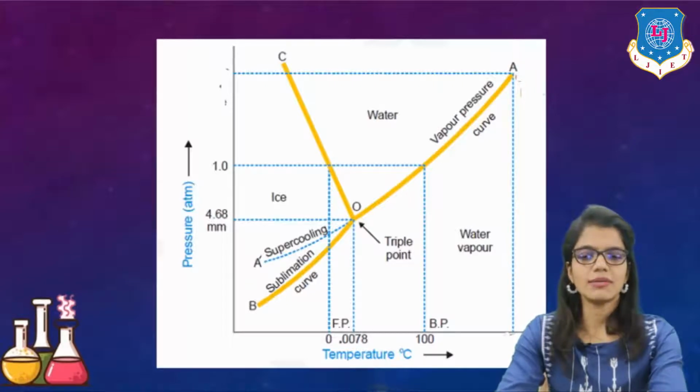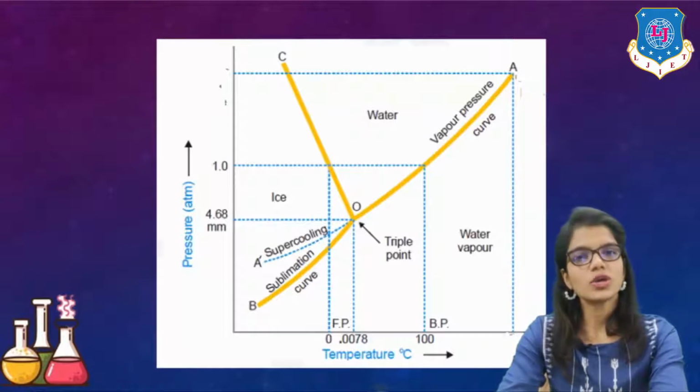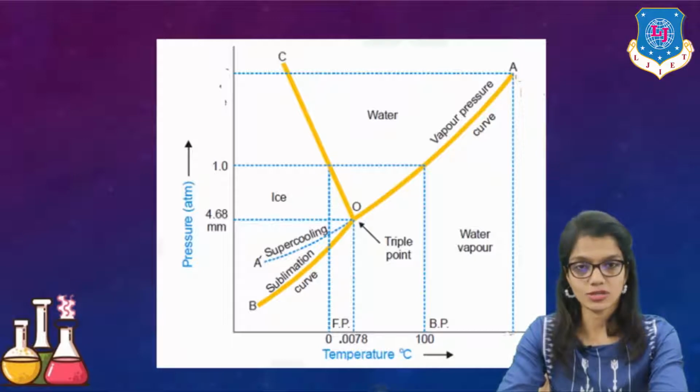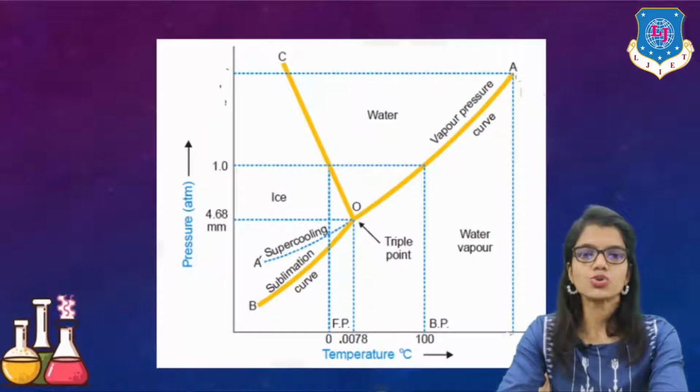So as you can see in the image, as we raise the temperature from 0, this is 0 here, right? So this is the freezing point at 1 atm and 0 degrees Celsius. After that, we have 0.0078 temperature. There the triple point occurs. That means all the 3 phases are in equilibrium with each other. Then we have 100 degrees. That is the boiling point of water. That means at that particular point, our water will convert itself from liquid to vapor.